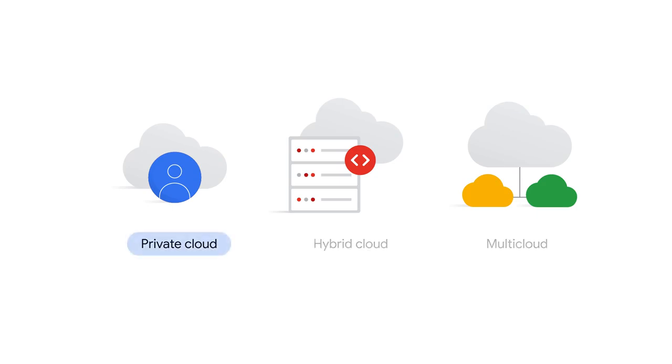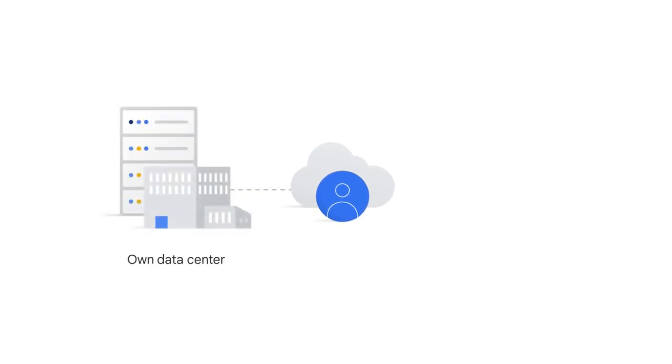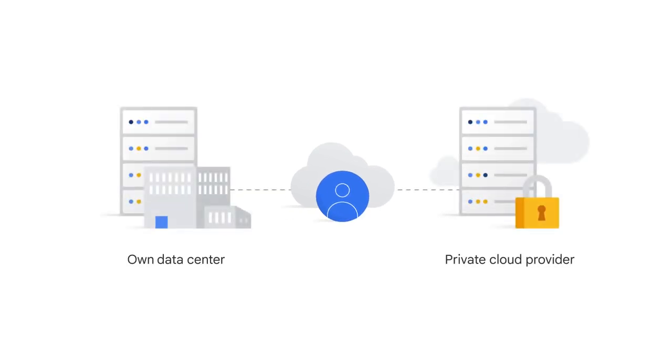Let's begin with private cloud, which is when an organization has virtualized servers in its own data centers, or those of a private cloud provider, to create its own private dedicated environment. On-premises servers are also often referred to as private clouds, but generally, the distinction can be made that on-premises software runs in a local environment, whereas a private cloud is accessed through the internet.